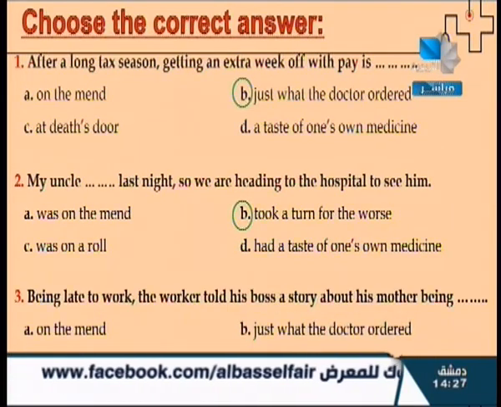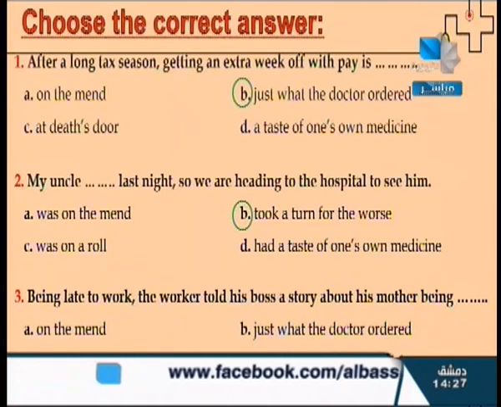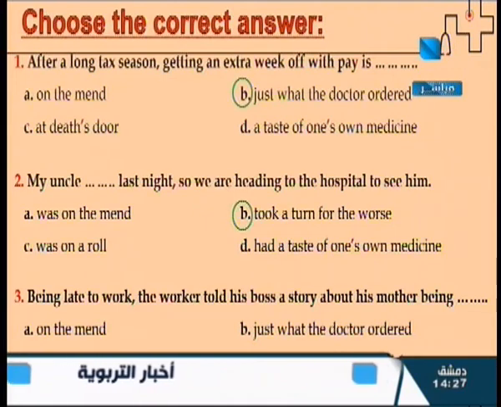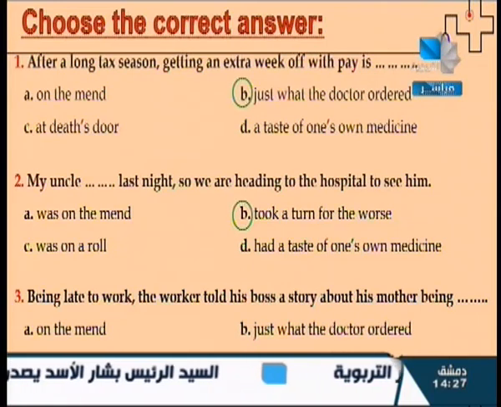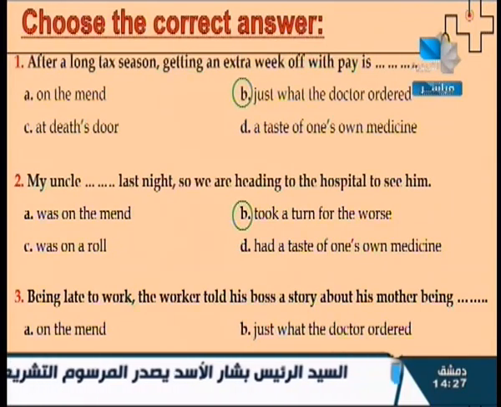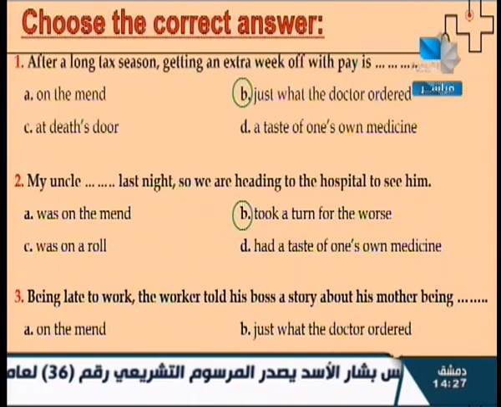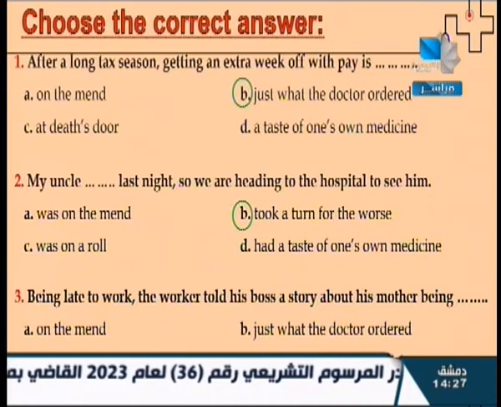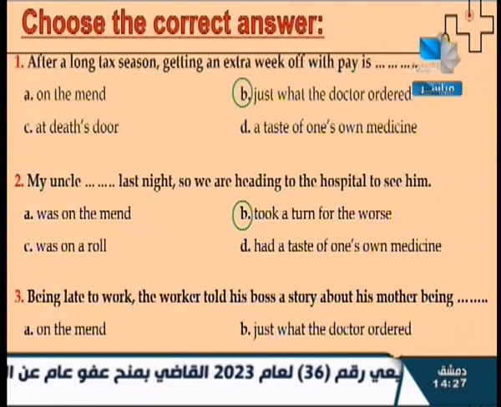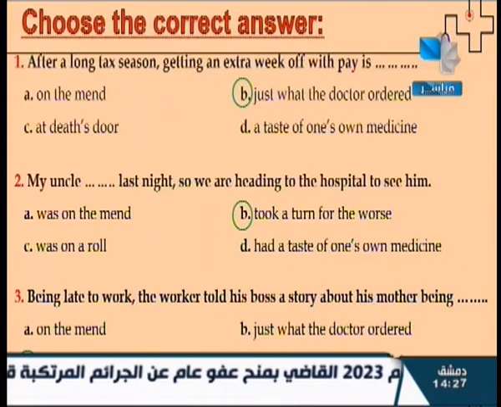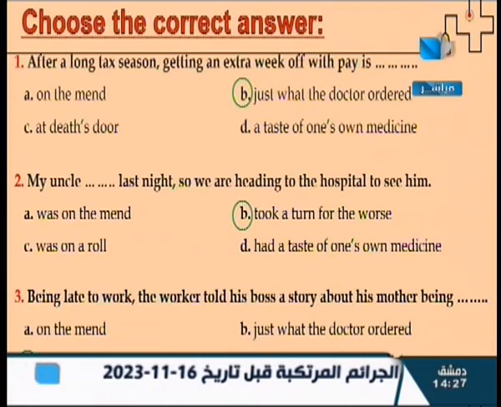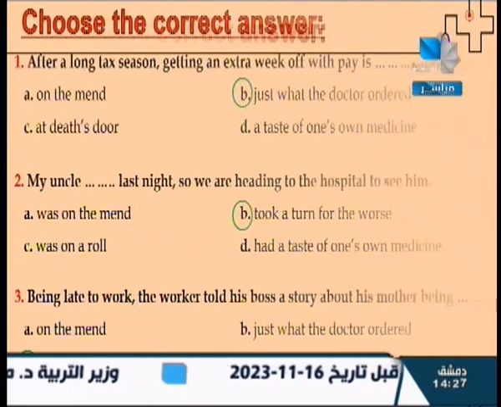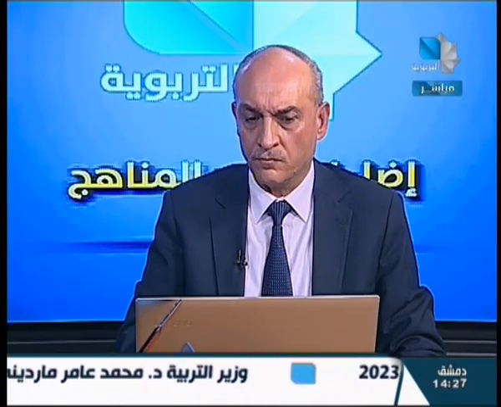Being late to work, the worker told his boss a story about his mother being maybe on the mend, at death's door, just what the doctor ordered, or a taste of one's own medicine. Of course, it means she was maybe in a dangerous situation, maybe at death's door. The choice is B. So she was in a bad or dangerous situation.